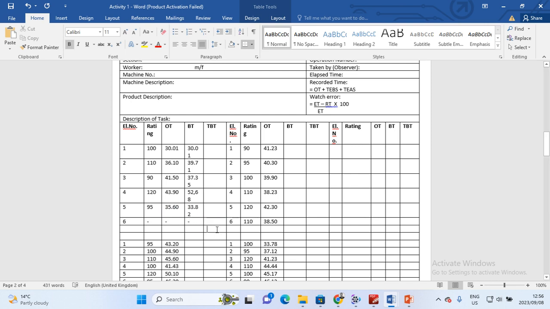To find your total basic time, you are going to sum all the basic times of all your elements in cycle 1. So it's going to be 30.01 plus 39.71 plus 37.35 plus 52.68 plus 33.82, and the answer should give you 193.57. And that's how you get your total basic time.